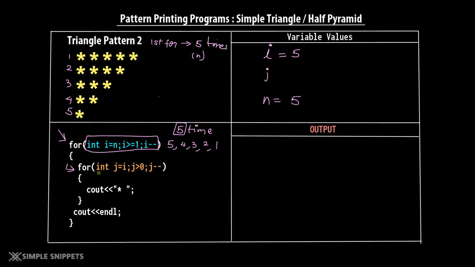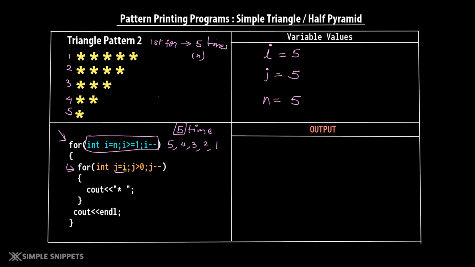In the inner for loop, we say int j equals i. Initially i is 5, so j will also become 5, right? And now I hope you are understanding why I started from i equals n. For the first time i will become 5 and j will also become 5. And remember, for the first time we want to print 5 stars. So that's why we are starting in reverse order for the outer for loop, so that the inner for loop gets matched with it. Because the inner for loop has a relation with the outer for loop. And that is what we are trying to understand.